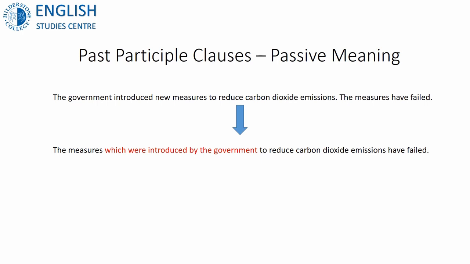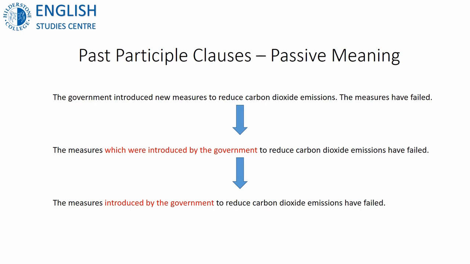And we're putting all of the rest of the information into the middle of that sentence. If you look at the beginning and the end, it's the measures have failed. But that's sandwiching the other information in the middle. So we have to make it passive so that we can put the government in the middle, which were introduced by the government to reduce carbon dioxide emissions. Now, in the next step, we're going to make that a past participle clause. Okay, here it is. The measures introduced by the government to reduce carbon dioxide emissions have failed.